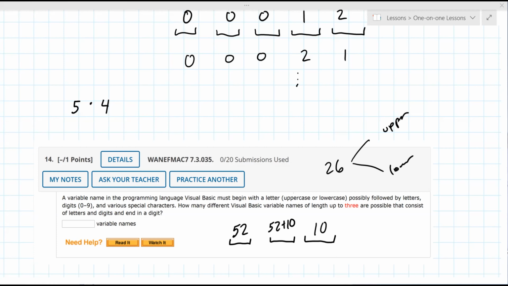Let me just practice another one here and see if I can find the answers. This one has 4. So that's, okay, 52 times 62 times 62 times 10, and I'm way off. So there's something I'm not getting. Letters, digits, and various special characters. Okay, I don't know how many special characters there are. That's the problem with this one.